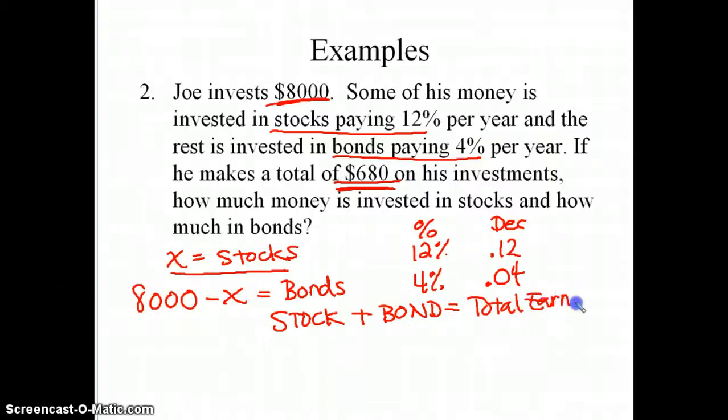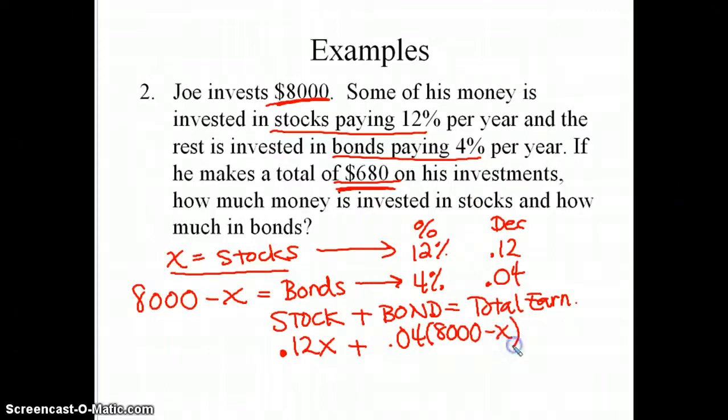Okay, so my stock investment is X, and I'm earning 12%, so I'm going to take 12% of X to get me how much my interest would be for the stocks. Plus, I know I have 4% on bonds, and I invested 8,000 minus X, and I know that has to equal $680. That is my final equation for this. We'll end here, and you can complete this on your own.